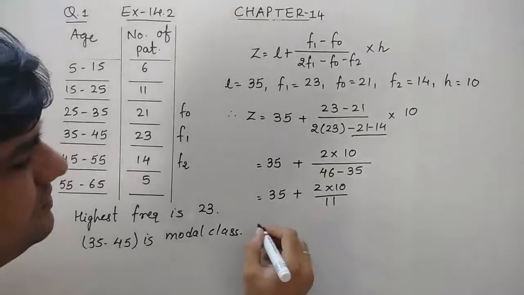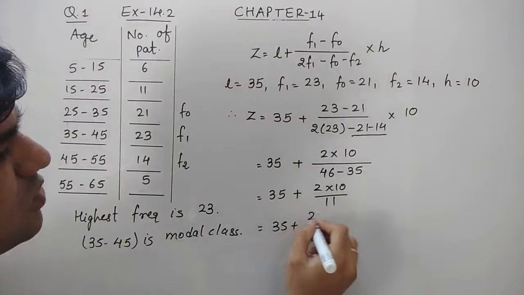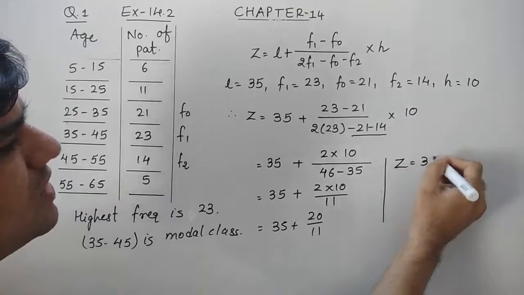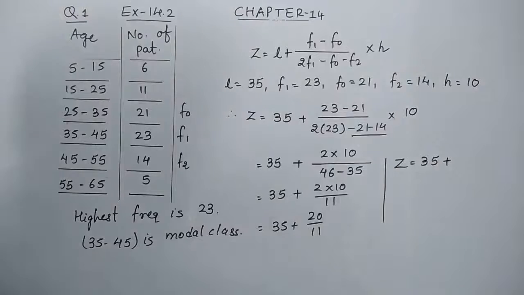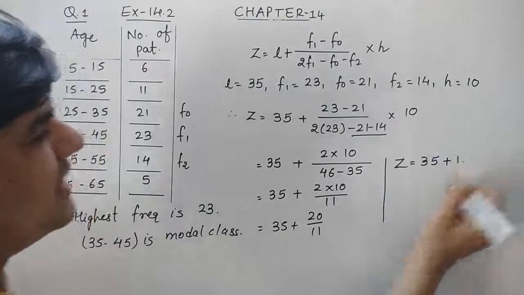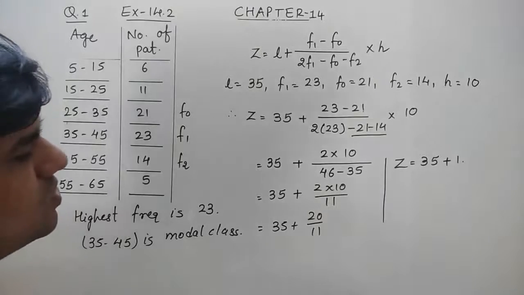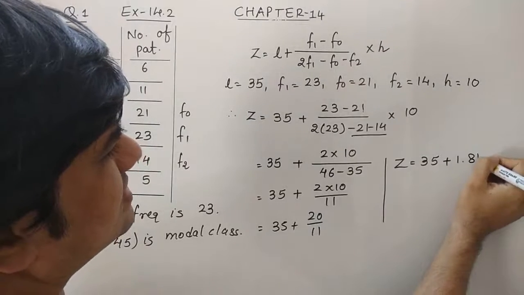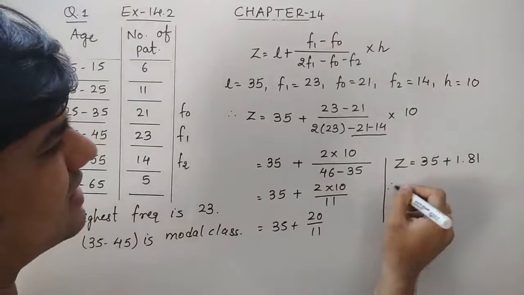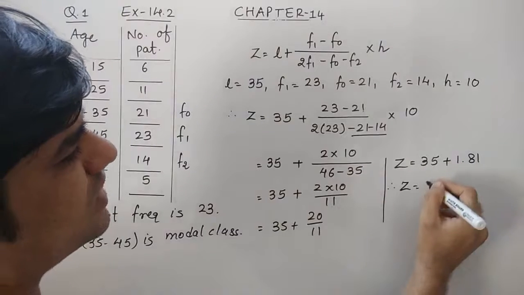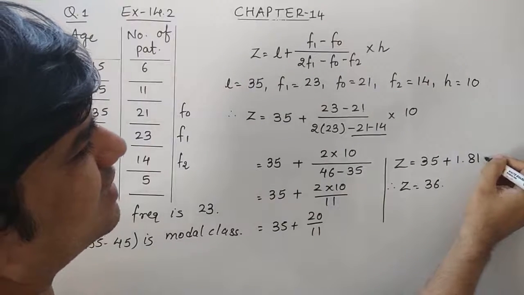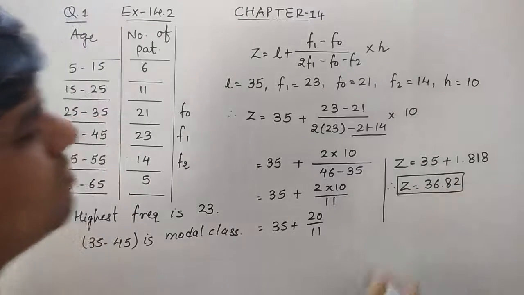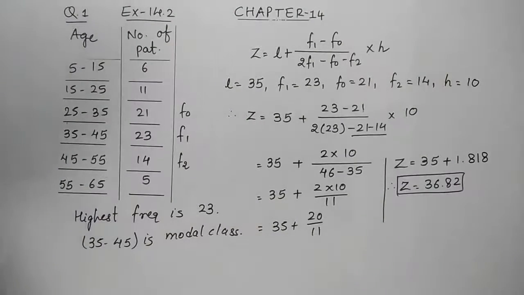So it's 35 plus 20 by 11. Let us continue the sum here. To find this, we have to divide 20 by 11, and let's get the answer in decimals. 11 ones are 11, 90 will remain, 11 eights are 88. Again 11 ones are 11. Like this, the values keep coming up; that is a recurring number. So Z is equal to 35 plus 1.818, so it is 36.818, you can say the nearest value is 36.82. This is the mode of the given class.